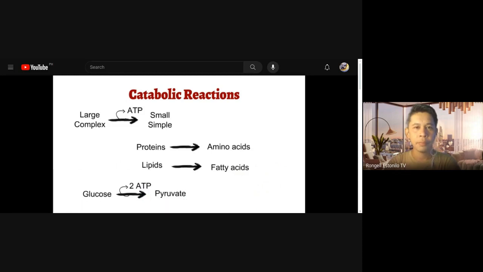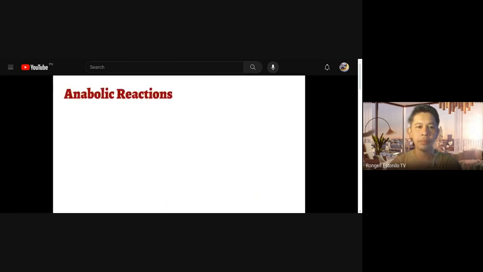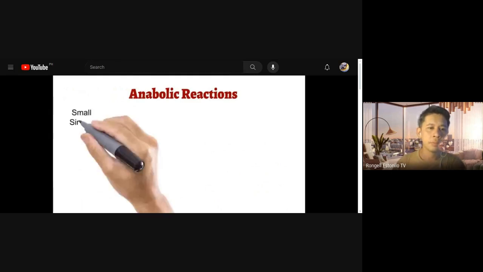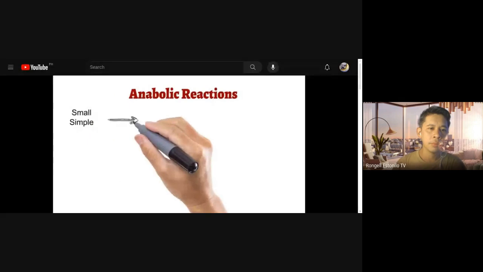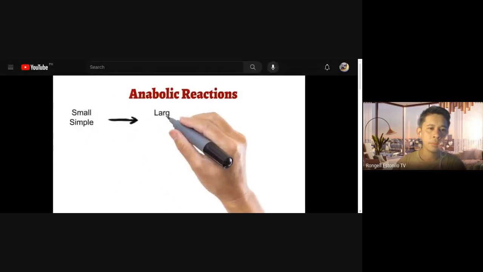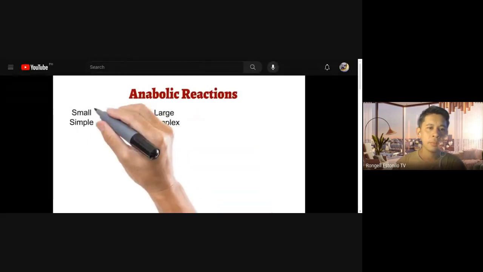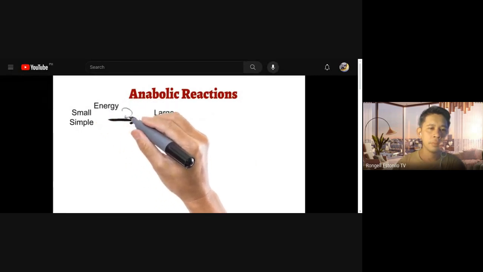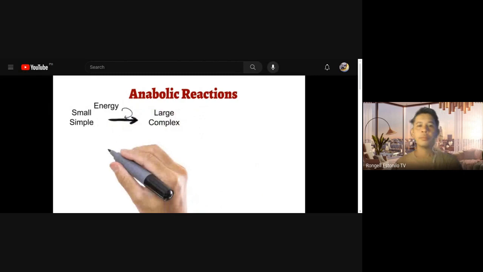Anabolism is the exact reverse of catabolism. In anabolic reactions, small and simpler molecules are converted into large and complex molecules. During these kinds of reactions, energy is consumed. In catabolism, energy is released, and in anabolism, energy is consumed.